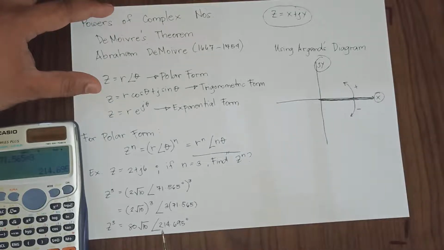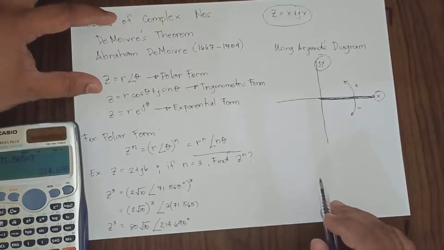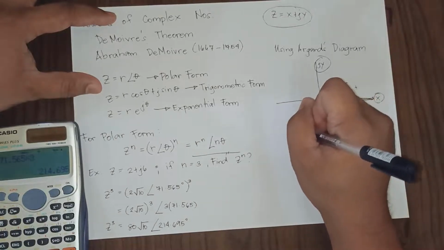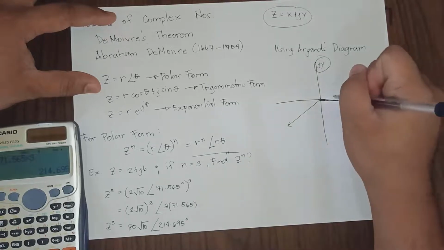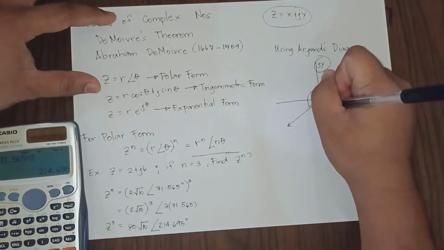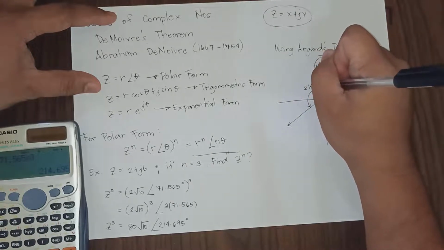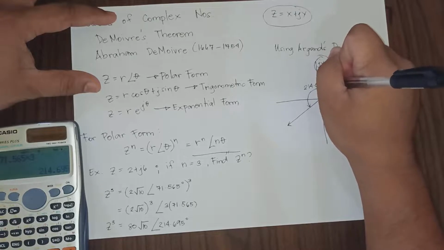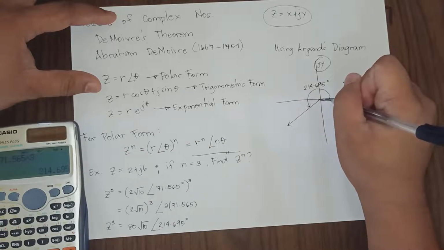So, kung titingnan natin itong 214.695 degrees, saan yung location niya? Okay, yung location niya would probably be right here, di ba? Yan. At ano yung angle na tinutukoy dyan? Ito yung angle niya. Okay? Yan yung angle niya. So, that is 214.695 degrees. Positive.